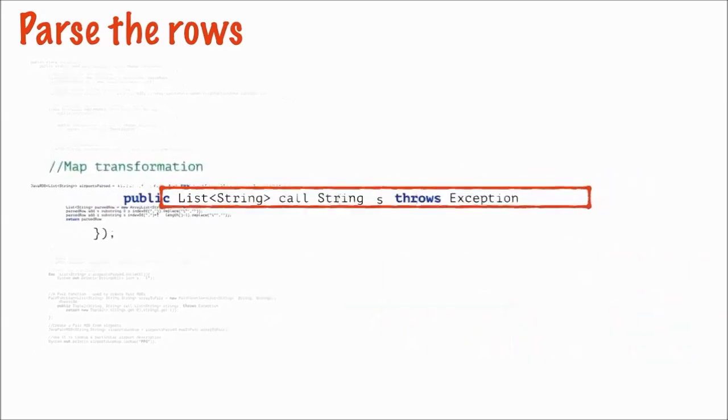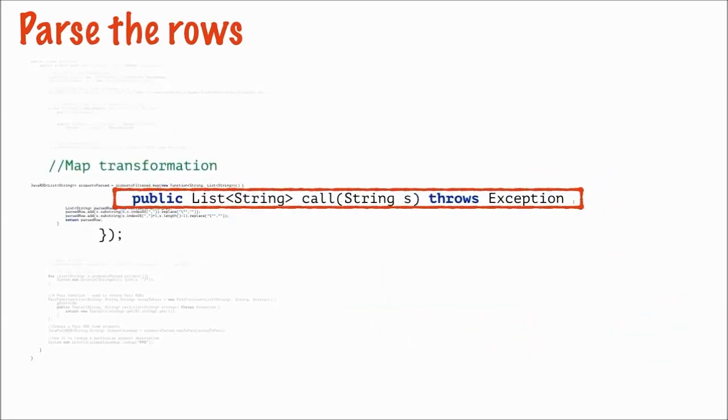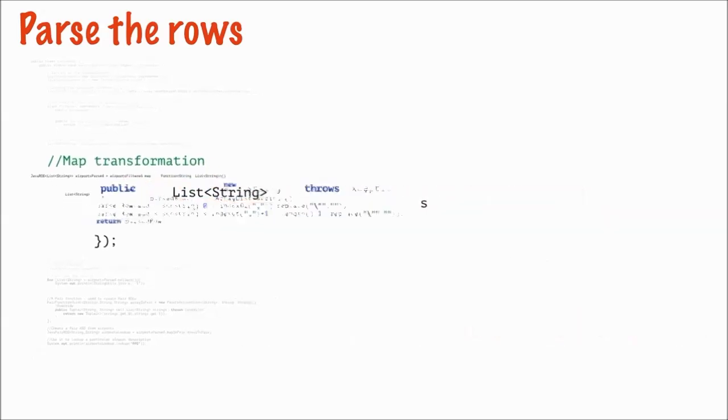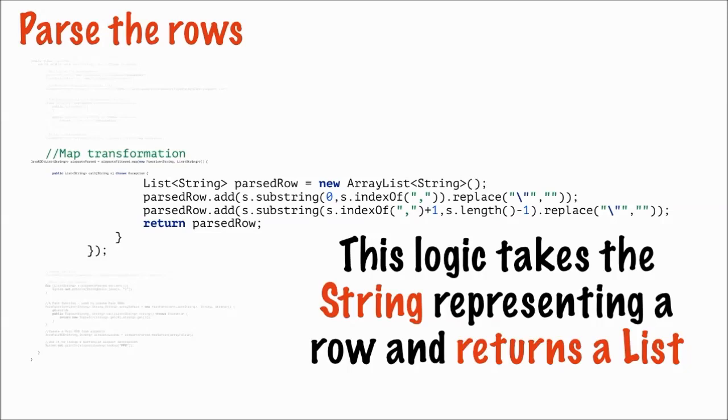The logic for getting the airport records as a list of strings is present in the call method, and here is the signature of the call method. Note that the input to the call method is a string and it returns a list of strings. It exactly matches the type parameter specified in our anonymous class. And here is the logic. There's a lot going on there, but the objective is to take a string, split it on the comma, and return a list of strings. That's all this code does.